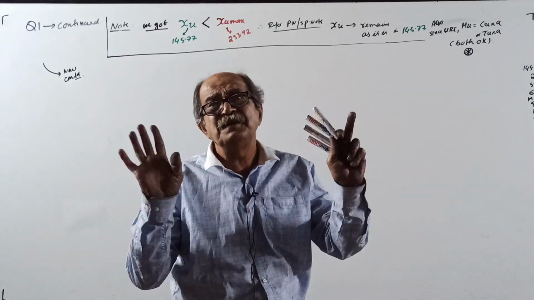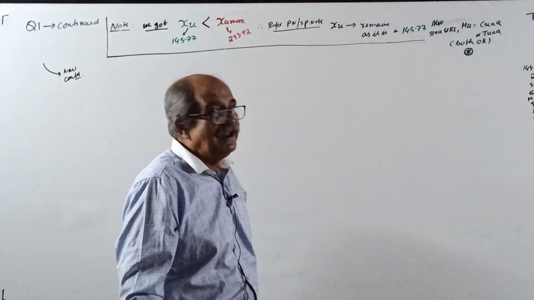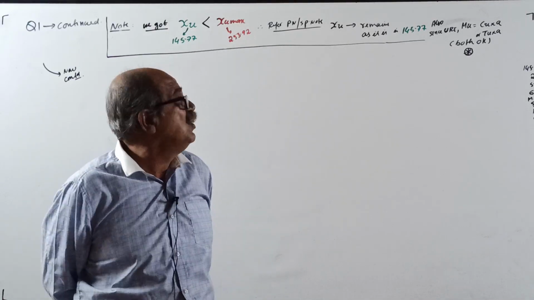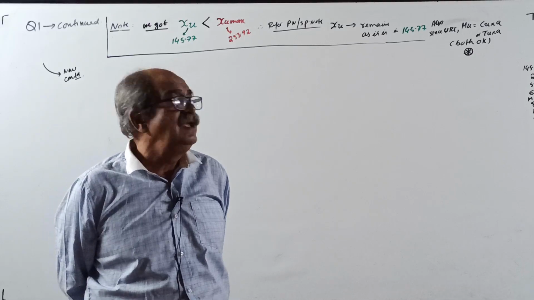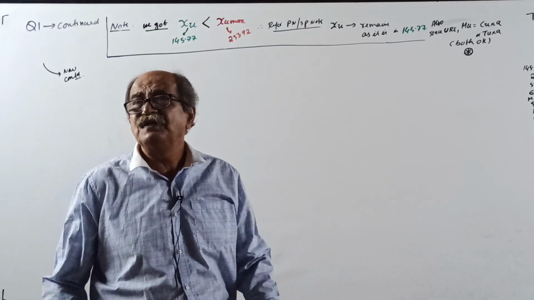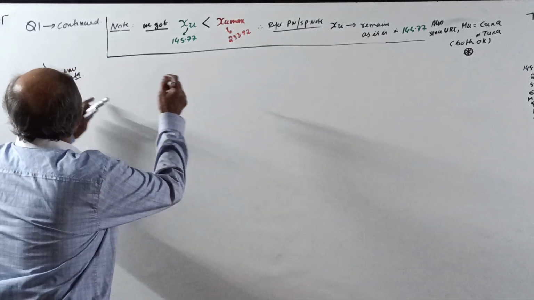But conditions apply, as I told already. I will tell once again: if someone has not gone through it, at least a minimum of 100 persons should request for the class. Then I will do it. Okay, now continuing.